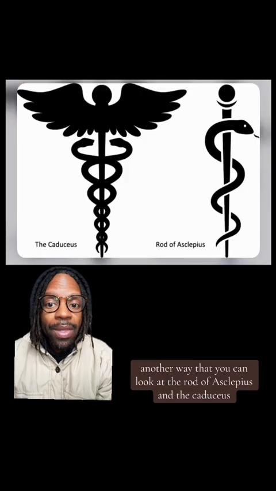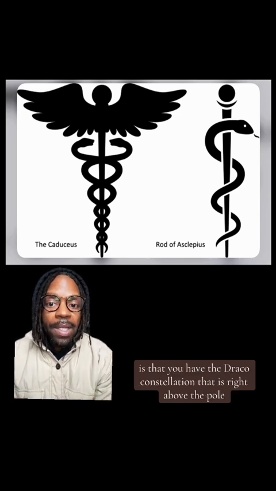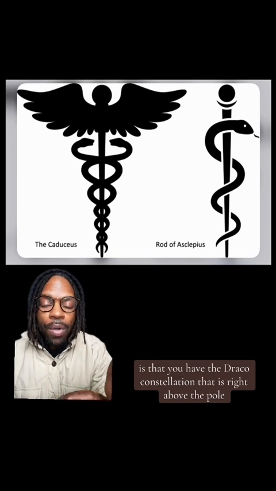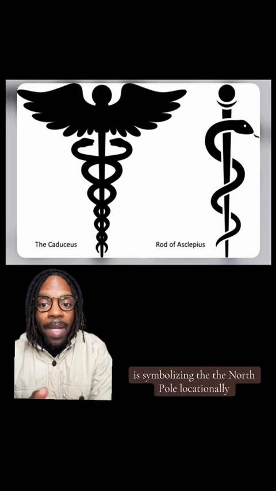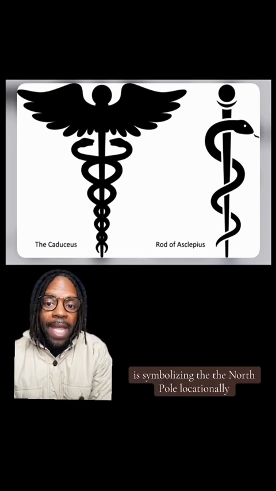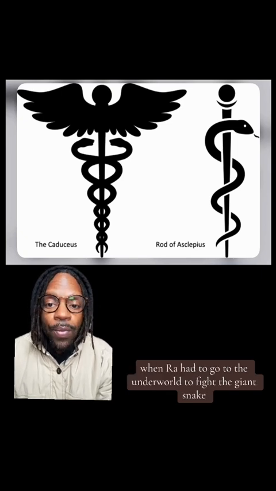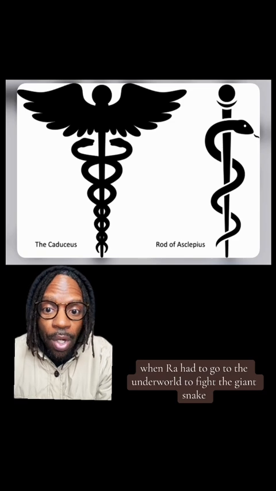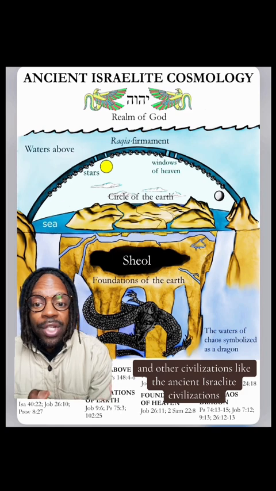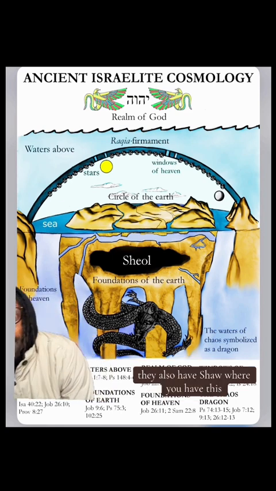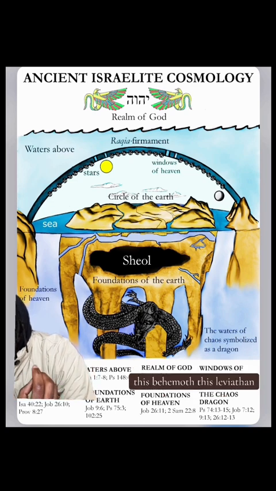Another way that you can look at the rod of Asclepius and the caduceus is that you have the Draco constellation that is right above the pole. So the Draco constellation is symbolizing the North Pole locationally. Another way that you can view it is like the myth told by the Egyptians when Ra had to go to the underworld to fight the giant snake. And other civilizations, like the ancient Israelite civilizations, also have Sheol, where you have this behemoth, this leviathan, this monster at the bottom.